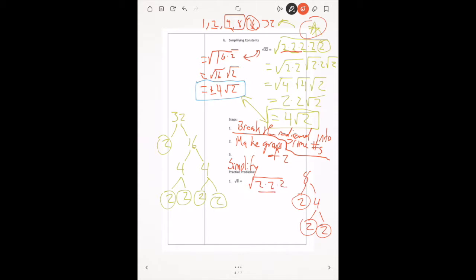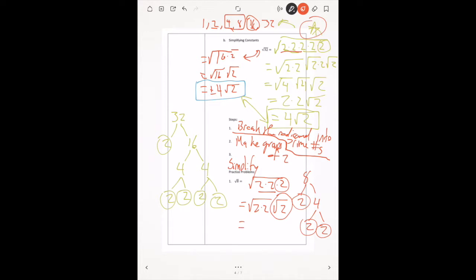Well, let's make a pair here. We've got a group of 2, and then I have this 1 by itself. That's okay. We expect that to happen. You're not going to be able to simplify these completely, because these aren't perfect squares. So you kind of have to expect that one part will stay as a radical.